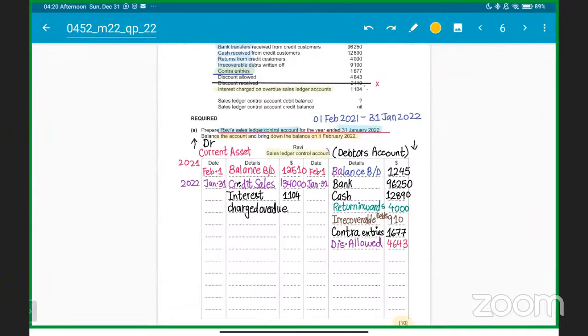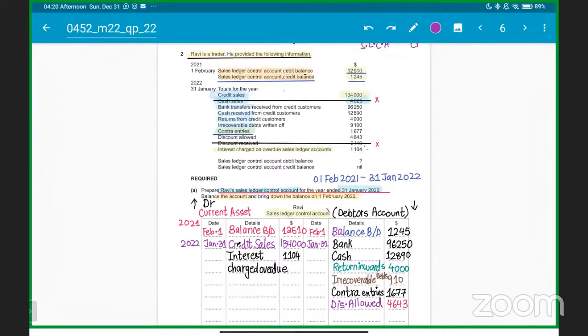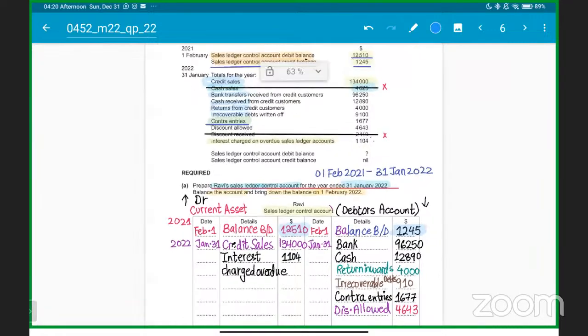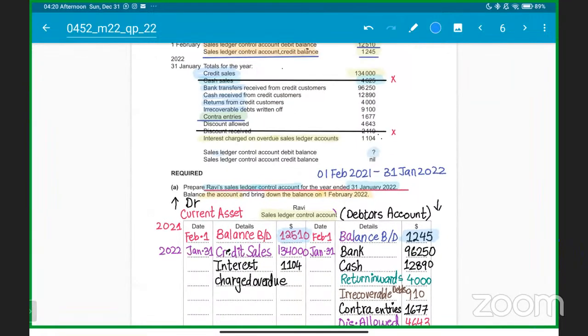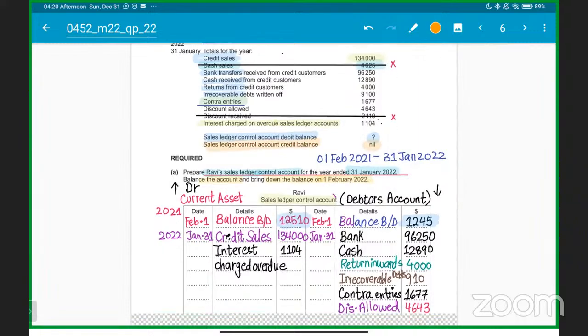Sure, move forward. Now, always remember, when you have two opening balances, you will have two closing balances as well. And as we can see, there's a question mark in order to find the debit balance, the closing debit balance, which will become the next month's opening balance. And we will also have a nil balance here. Sales ledger control account credit balance is nil.